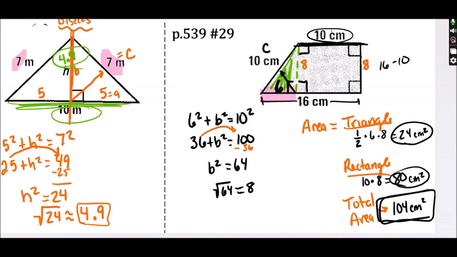Okay, so let's see how we did. So the area of the triangle would be 1/2 times 6 times 8, which gives us 24 centimeters squared. The area of the rectangle is 10 times 8, or base times height, which gives us 80 centimeters squared, which means the total area of this composite figure is 104 centimeters squared.